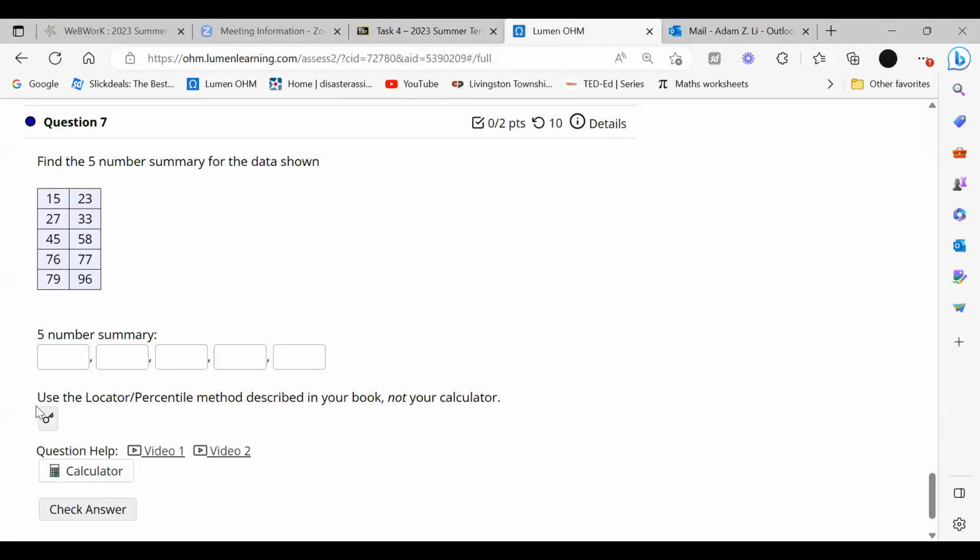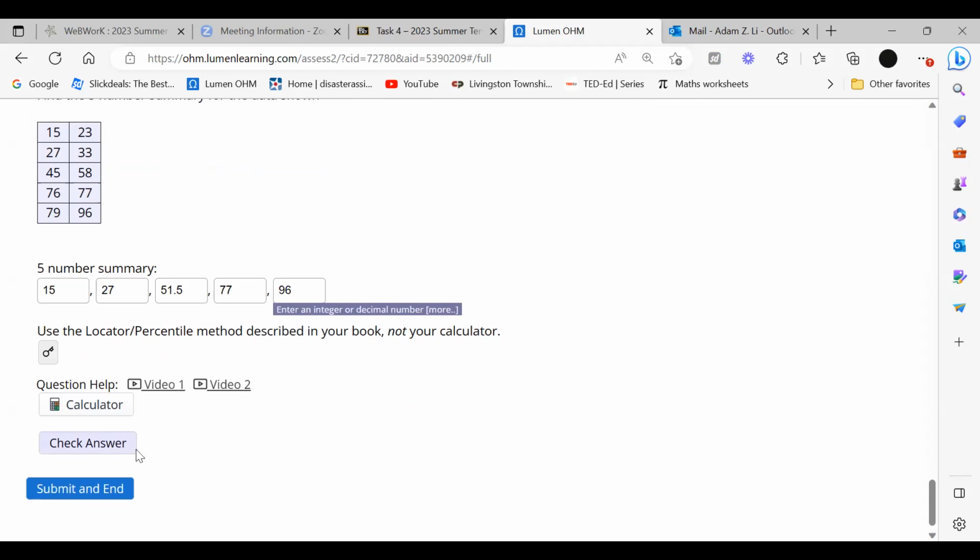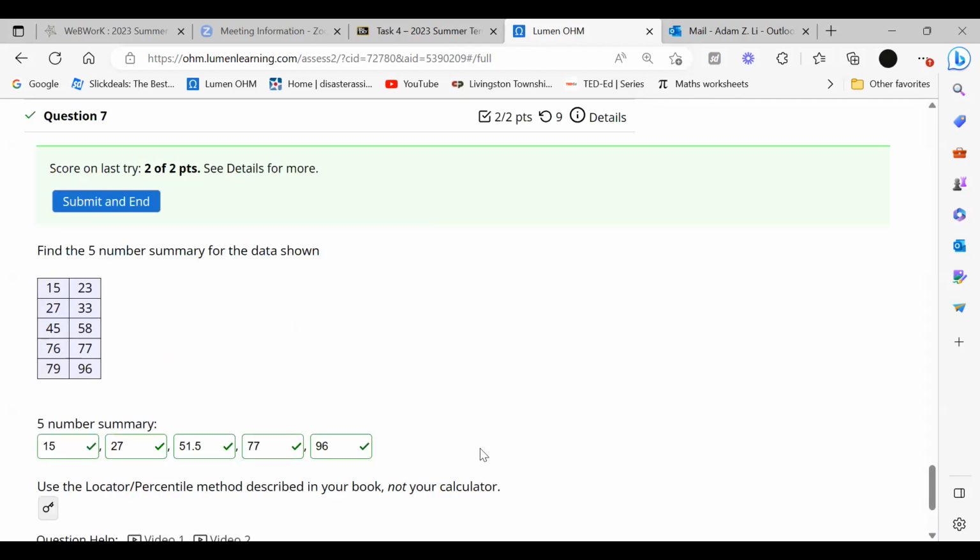So it should be the other one. This one. Okay. Go back here and let's put in the 5 numbers. So 15 minimum, 27 for Taiwan, right? 51.5, that's going to be the median. And the next one is 77. 77, great, and 96, right? Okay, and you check the answers is good, right?